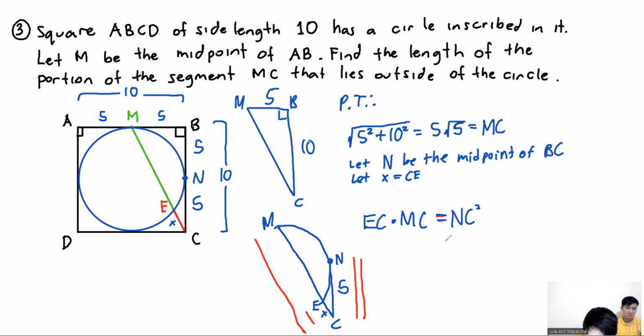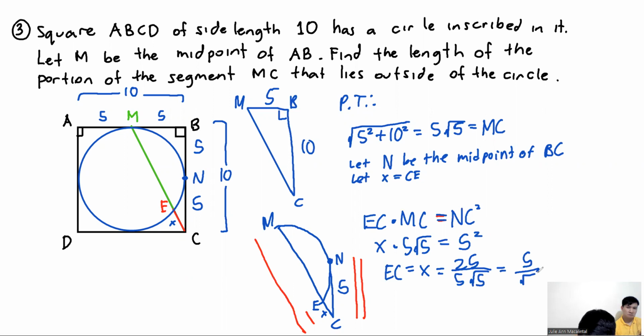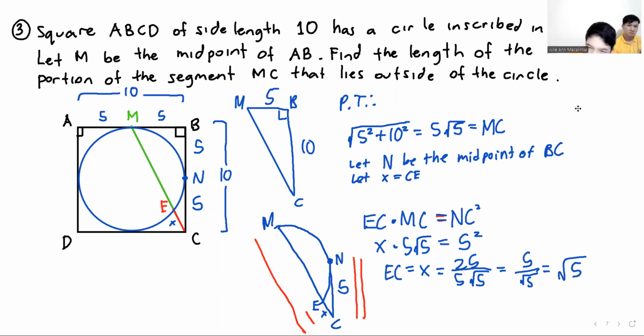So NC is 5. CE is unknown, x. And MC is found to be 5 square root of 5. Therefore, EC is equal to 25, 5 squared, over 5 square root of 5. So that's 5 over square root of 5, which is equal to square root of 5. Therefore, CE is equal to the square root of 5.